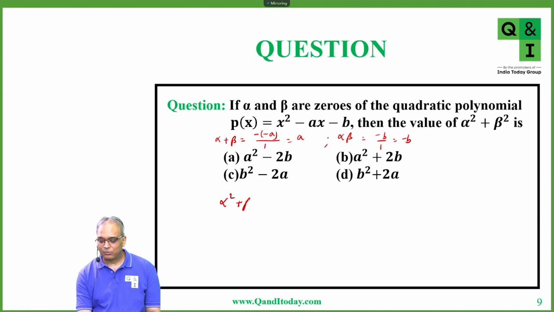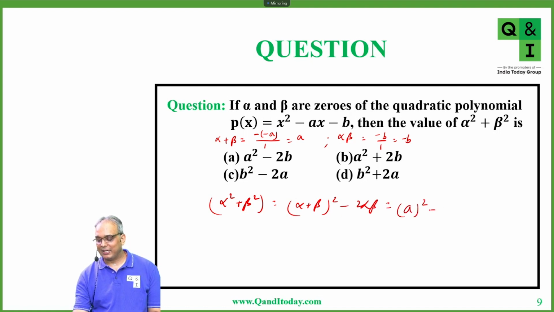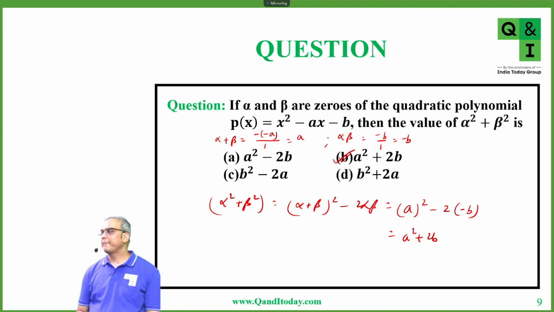Now alpha square plus beta square will be equal to alpha plus beta whole square minus 2 alpha beta. So alpha plus beta is a, square, minus 2 times minus b. So this is a square plus 2b. That is option B. Is it clear?